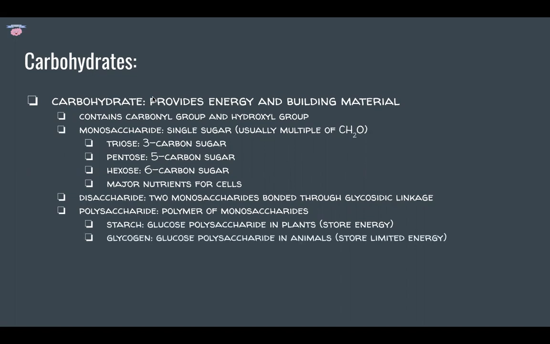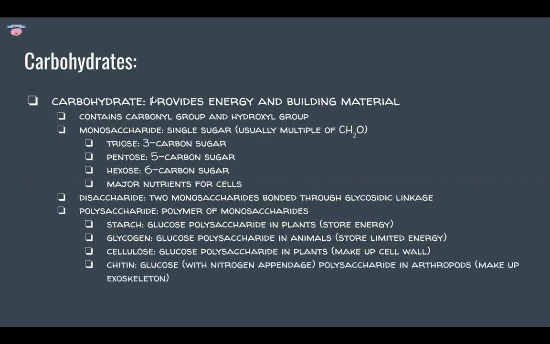Glycogen is the glucose polysaccharide in animals. And this stores energy, but limitedly. Most energy storage is in lipids in animals. Cellulose is a glucose polysaccharide in plants. This is similar to starch, except it does not store energy. It makes up cell walls. So don't confuse it with starch. Cellulose and starch are completely different, but they both are glucose polysaccharides in plants.